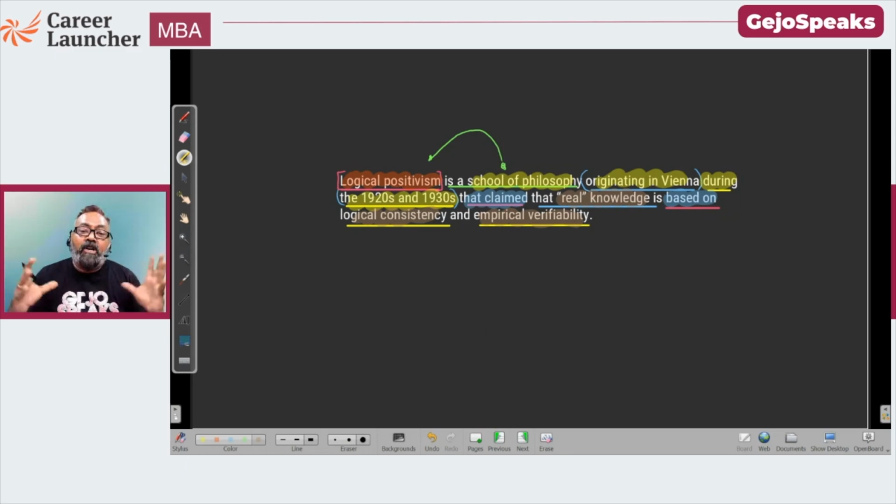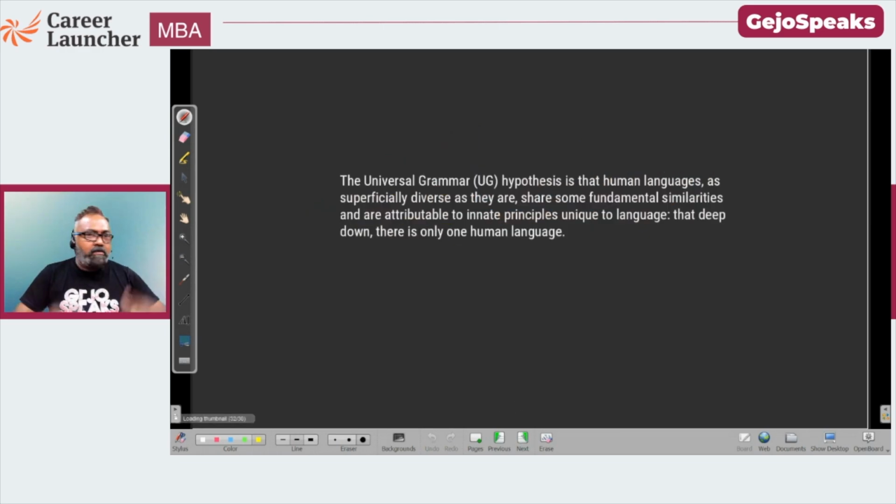So reading in chunks helps us understand the sentence better. And then you see what comes out of it. The key thing is the fact that logical positivism is making a claim about real knowledge, that it is based on logical consistency and empirical verifiability. There are certain parts of it, I think, that are not really important to understand the complete story. It's merely helping some people understand what that subject is, right? That's it. Now let's look at this sentence.